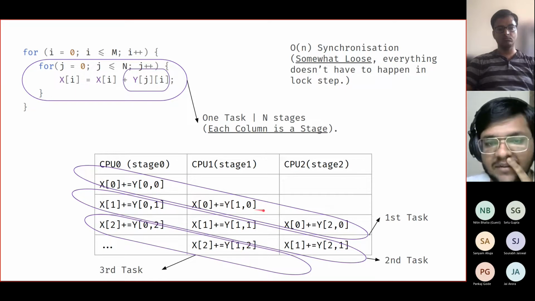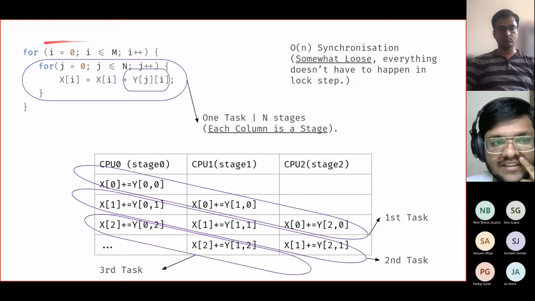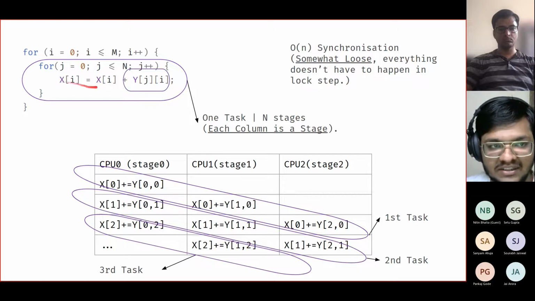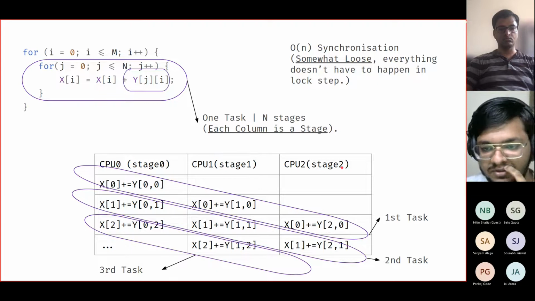In general, each outer iteration is a task, for now. And for each task, we have divided it into n stages. Each jth iteration is a stage, and we have specialized each CPU to run a particular stage. CPU 0 is going to execute stage 0, which means it is executing with j equal to 0. CPU 1 is going to execute with j equal to 1.